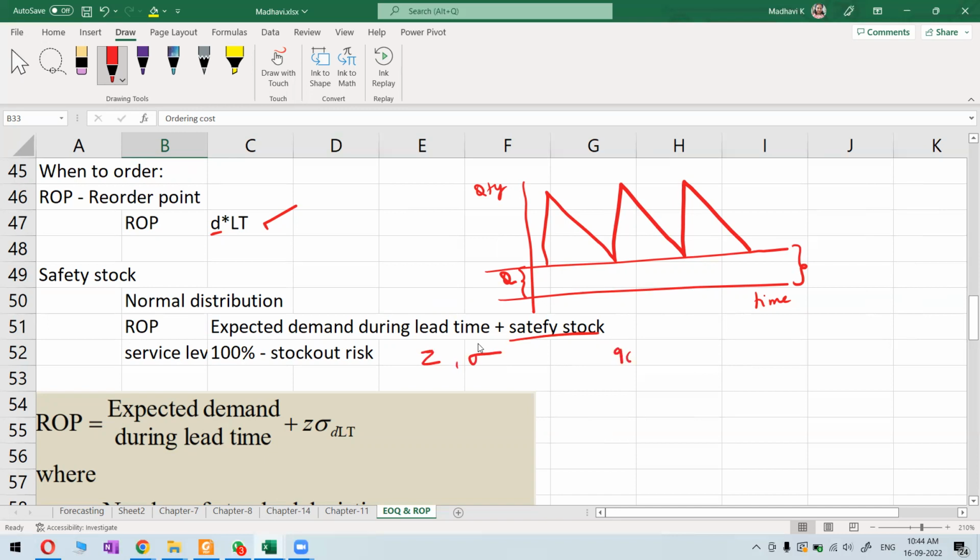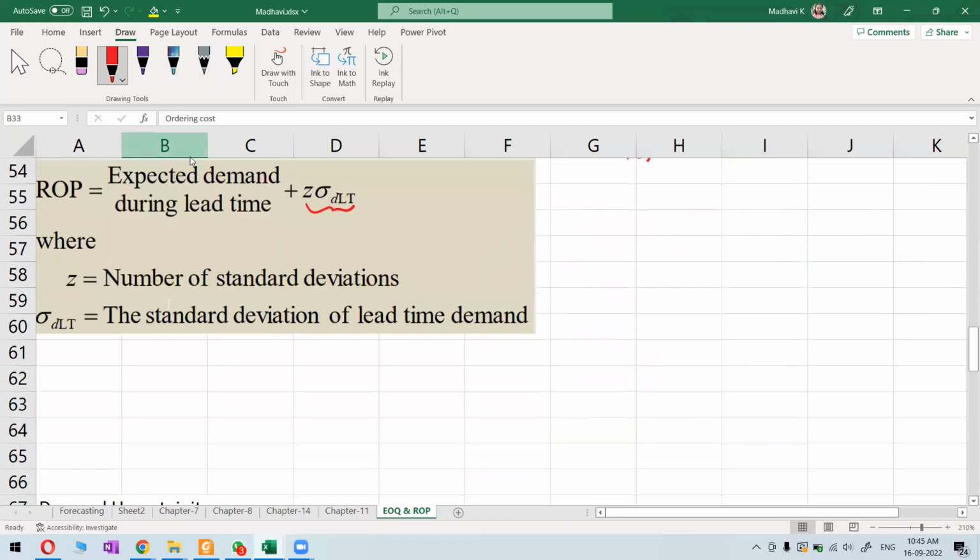So let us say there is a service level of 90% that is expected. That means I am okay to have a stock out risk of 10%, but I want to provide the service level of 90%. 100 minus this stock out risk of 10% is called service level. So for this 90%, I would be calculating what is the Z score, and that multiplied by the sigma, the standard deviation, will give us the safety stock. So in the simple example, your expected demand during lead time is nothing but D into LT plus Z into sigma DLT.